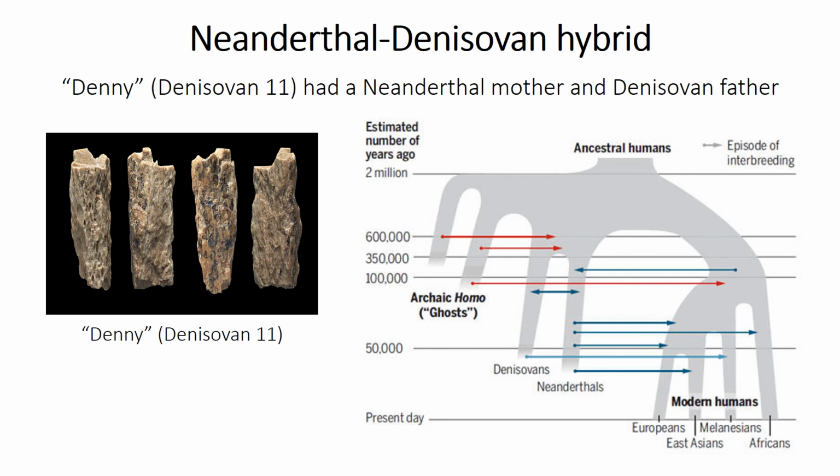Well, Denisovans didn't just interbreed with our species. This is perhaps an extremely surprising and really remarkable find. There's a bone fragment, just a little piece of bone from the Denisova cave, and it revealed a shocking ancestry when its genome was sequenced, because this individual, called Denny, was a first-generation hybrid with a Neanderthal mother and a Denisovan father.